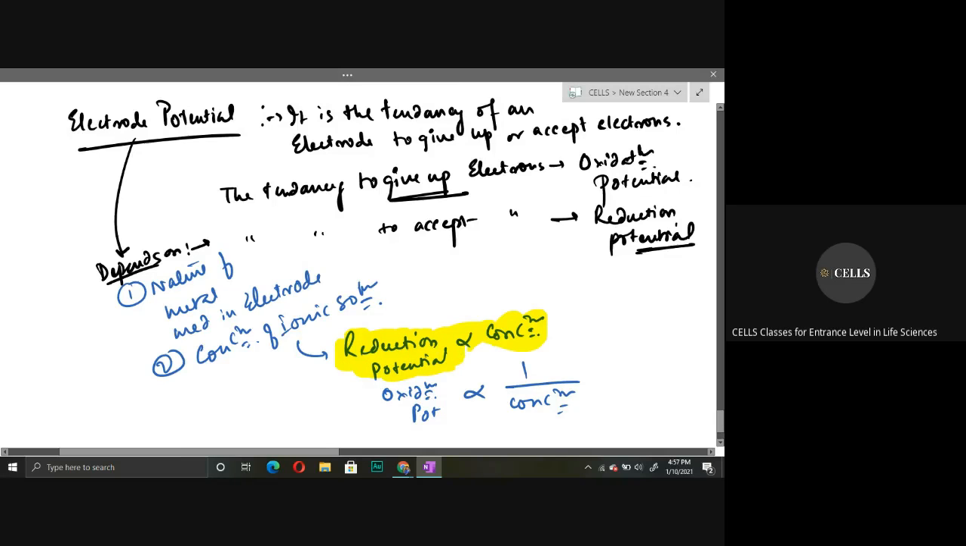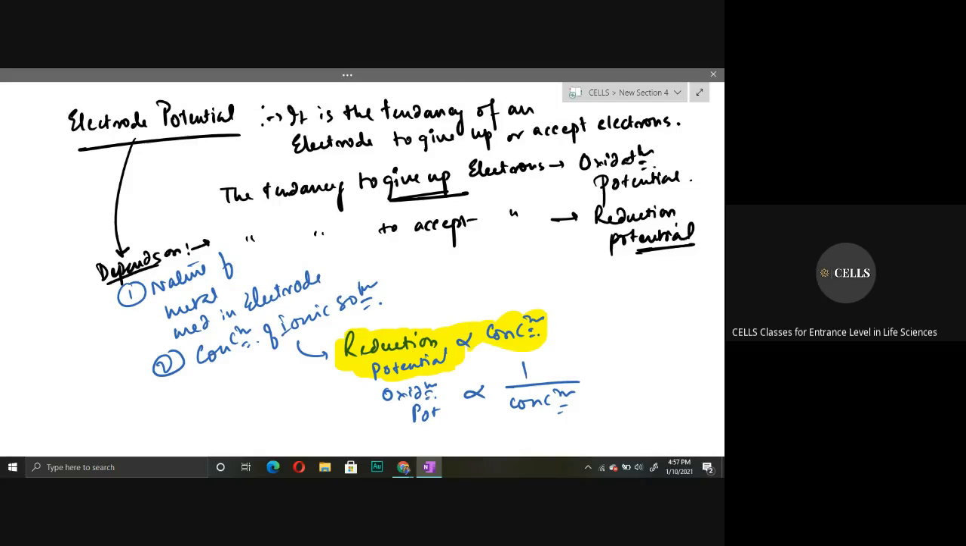Okay, we'll convert oxidation potential to reduction potential. Suppose you have an oxidation potential of +0.5 millivolt, its reduction potential will be the same value, but the sign will differ. Just the opposite sign will be its reduction potential. We'll solve all the questions with the help of reduction potential.